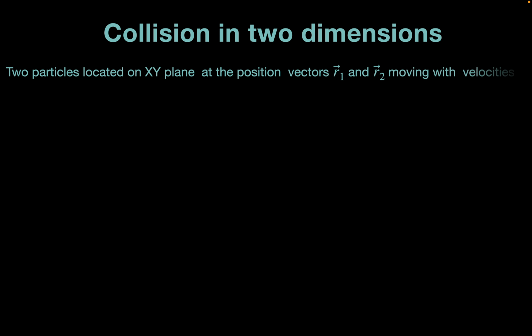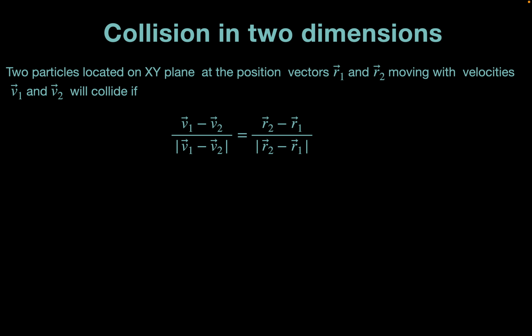Collision in two dimensions. Two particles located on the xy plane at position vectors r1 and r2 moving with velocities v1 and v2 will collide if the vector (v1 minus v2) upon modulus of (v1 minus v2) equals vector (r2 minus r1) upon modulus of (r2 minus r1). These both vectors are unit vectors.